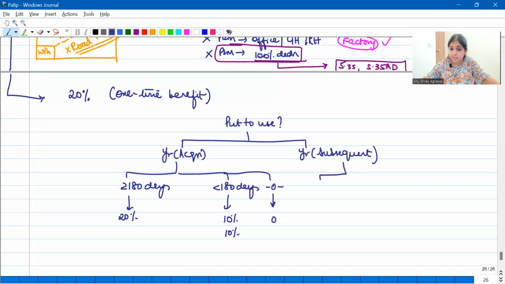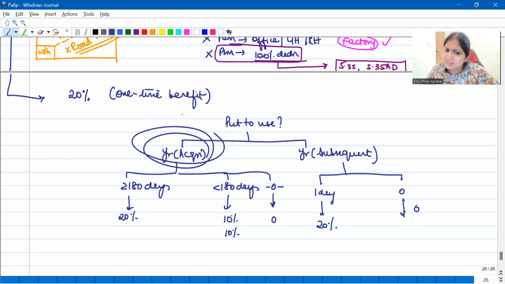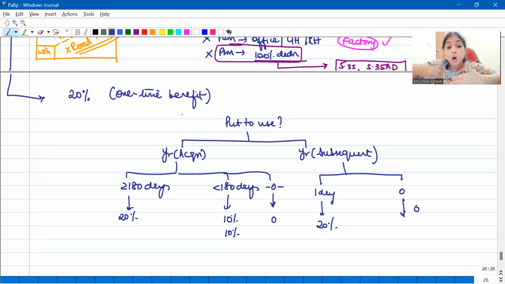Subsequent year, if you've put the asset to use, even for 1 day, I will give you full 20% additional depreciation. But in case you did not put it to use at all, then again, forget about additional depreciation. Whenever you put the asset to use, you may put the asset to use in the year of acquisition itself, or you may be putting the asset to use in subsequent years.